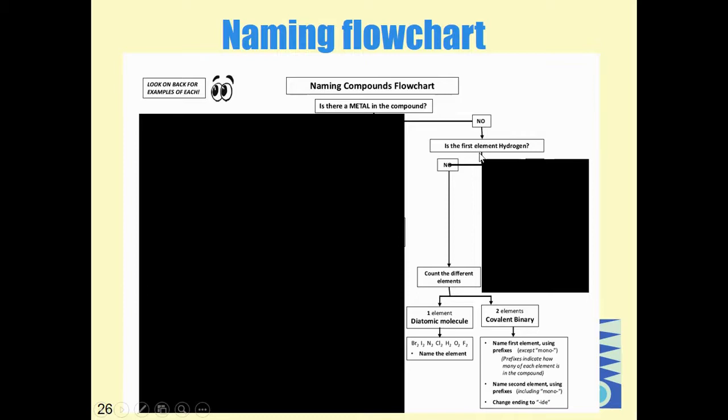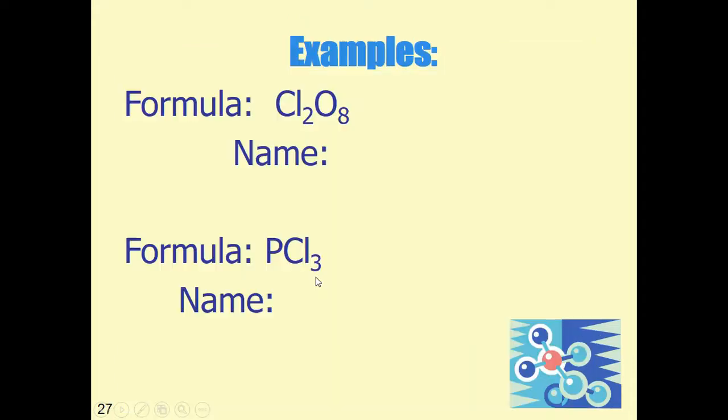Those are the same rules we went over, but right now it's in the flowchart. So let's do a couple of examples. Cl2O8. We have 2 chlorines. The prefix for 2 is di, so we write that first. And then we write the name of the entire first element, chlorine: dichlorine.